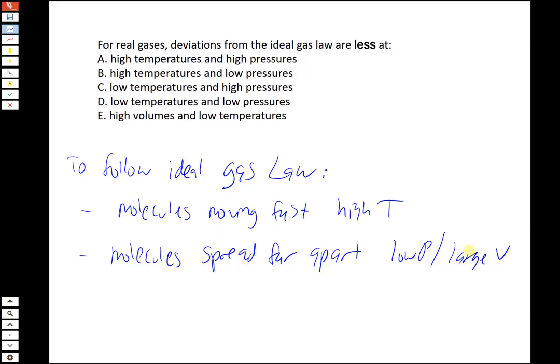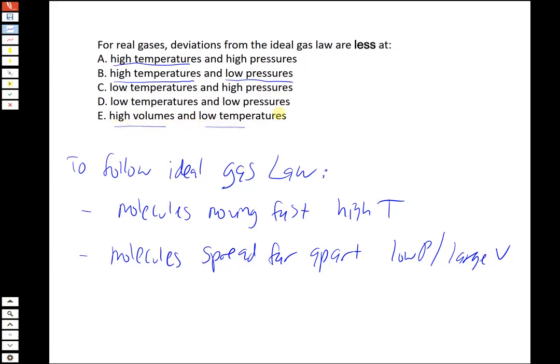So here the answers are in terms of temperature and pressure, and one in terms of volume as well. So for real gases, deviations from the ideal gas law are less, as we said, at high temperatures. That's going to be either A or B here, which is high temperatures, and then low pressure or large volume. So B has also low pressure as part of the answer. For choice E here, we have low temperature and high volume. So high volumes would give us small deviations, but low temperatures would not.